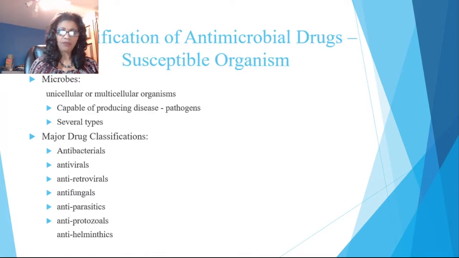medications. For a quick review, let's talk about microbes. One cell, multicellular organisms. They're capable of producing diseases, and when they do, they're appropriately called pathogens. Now, pathogens, or microbes that cause disease, can be bacteria, viruses, fungi, parasites, etc. And when they do cause disease, and we want to treat those diseases or symptoms of those diseases, the treatment is classified by the organism.